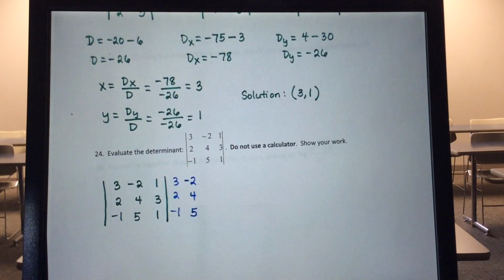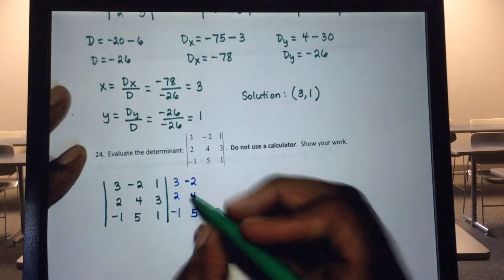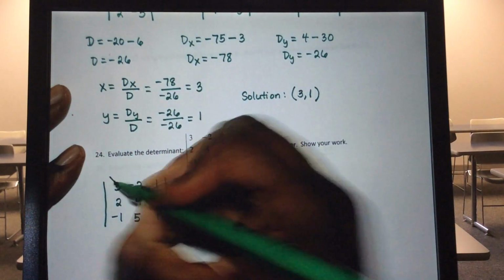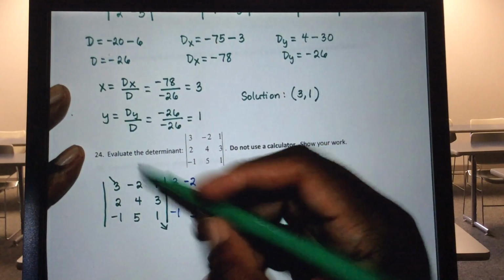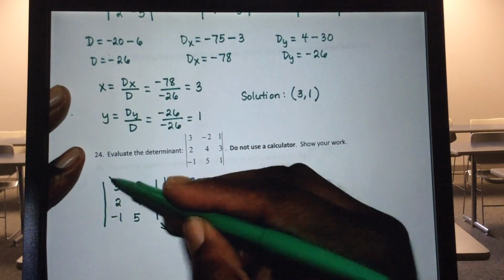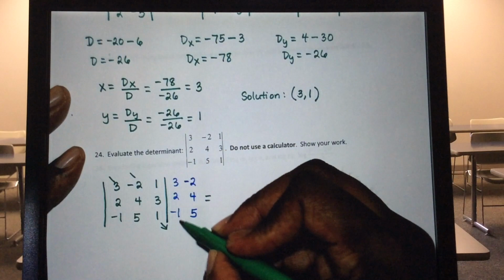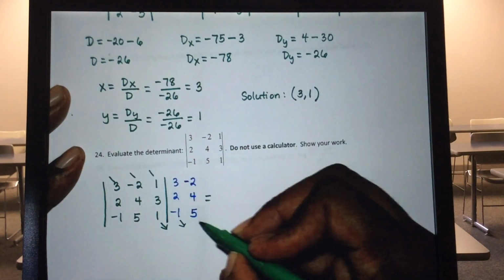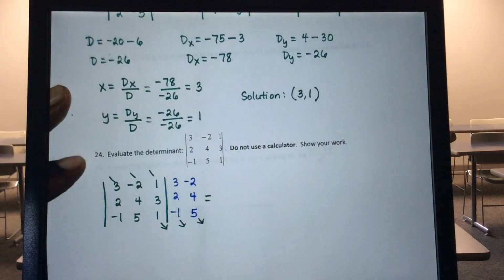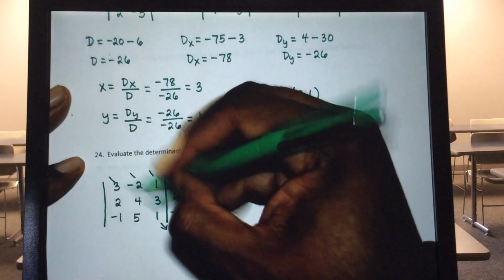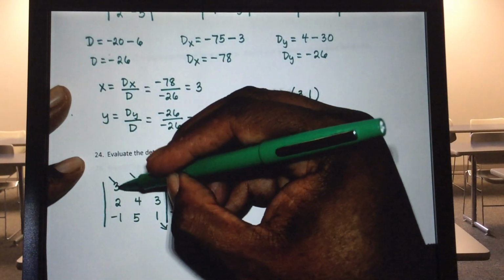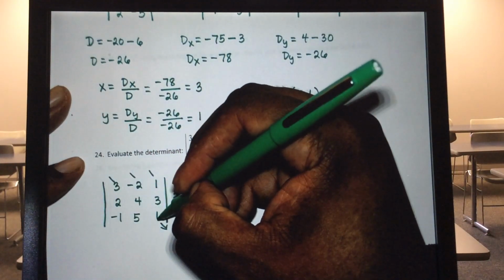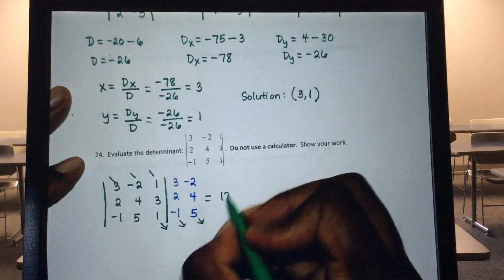Now here's how we find that determinant. That's going to be equal to this. We're going to take the product of this diagonal going from the upper left to the lower right. And then add the product of that diagonal and add the product of this diagonal from the upper left to the lower right. Starting with this diagonal, if I do 3 times 4, that will be 12. 12 times 1 is 12.